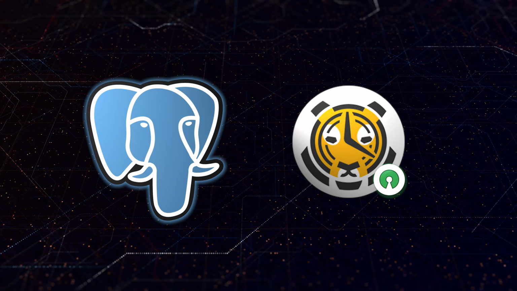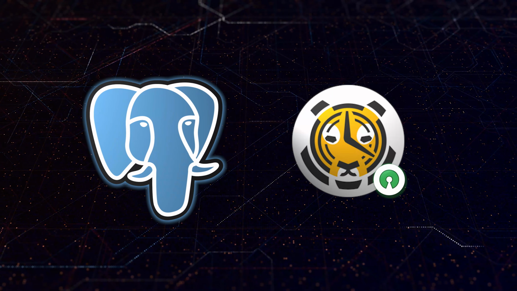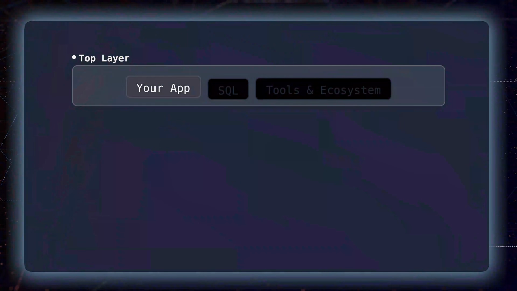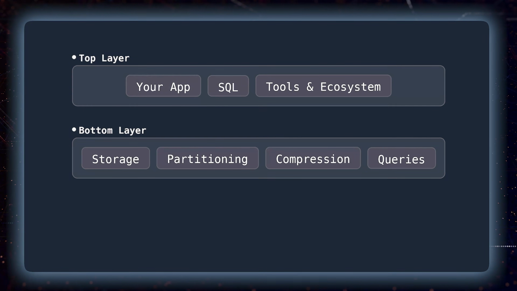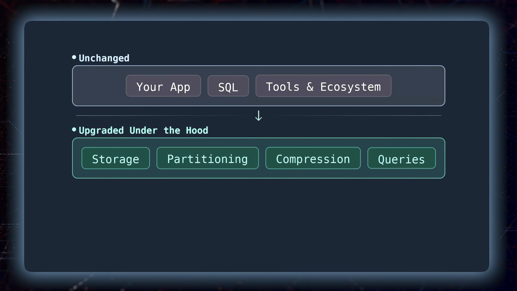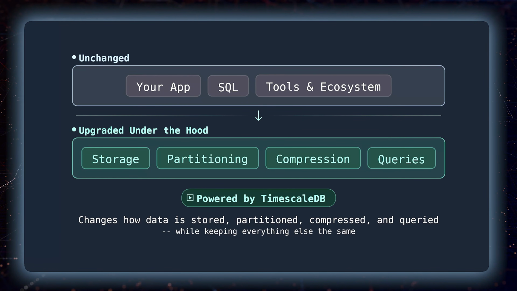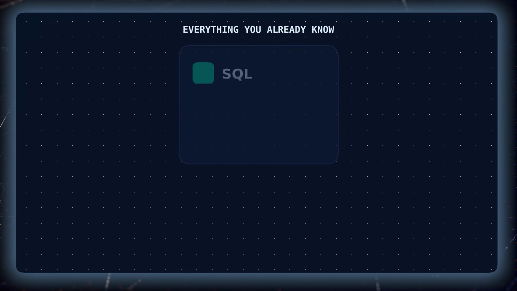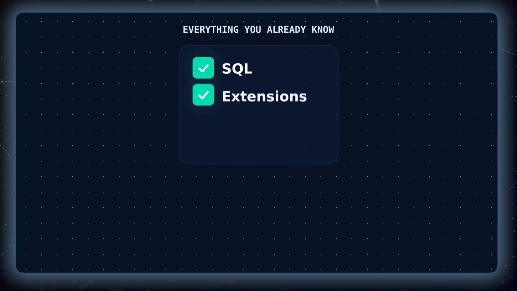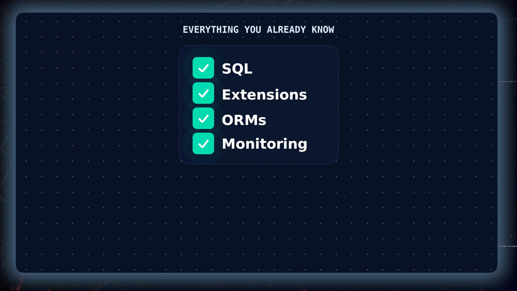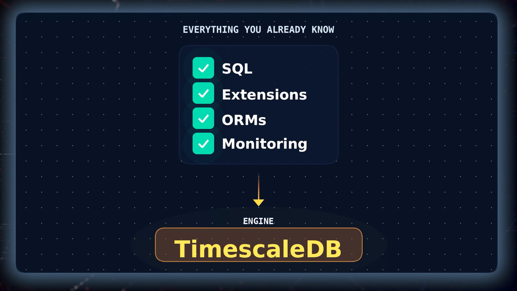Now, there's actually an open source Postgres extension called TimescaleDB. And what it does is it changes how data is stored, partitioned, compressed, and queried under the hood. Now, it keeps everything else the same, so you still use SQL, you still use your existing extensions, you still use your existing connection libraries, your ORM, your monitoring tools, whatever. Everything you know about Postgres stays the same, but what changes is the engine underneath.